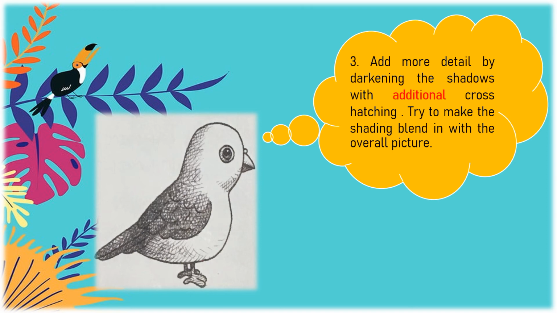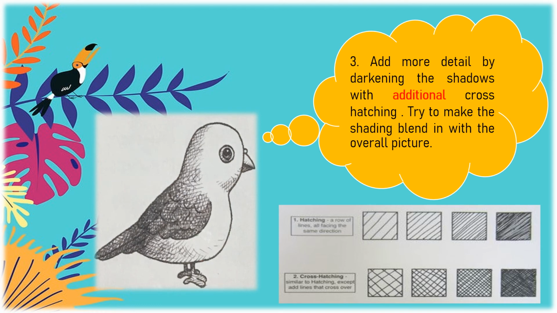So those are the 3 steps on how to shade in lines. The first one, light. Second, moderate or medium shade. And the last one is darker shading. Using the 2 techniques, hatching and cross-hatching.